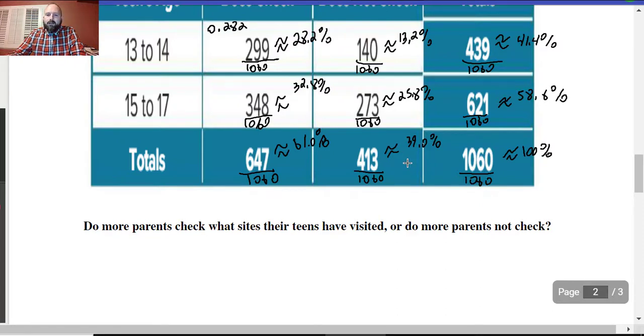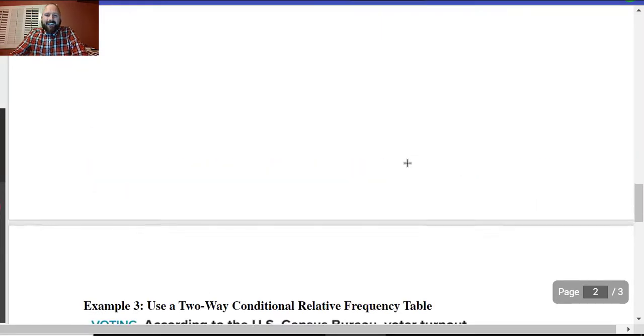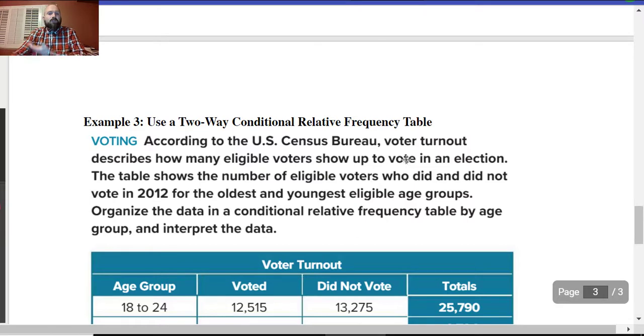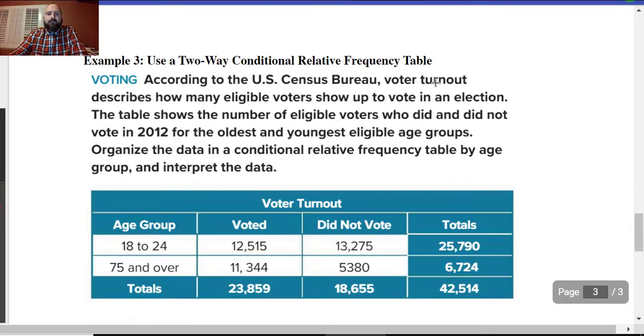All right, go ahead and write your sentence frame. And here we go in 3, 2, 1. All right, so example 3. Use a two-way conditional relative frequency table.